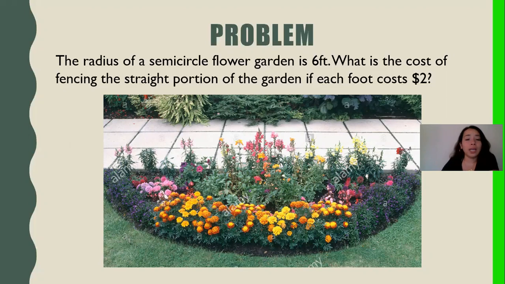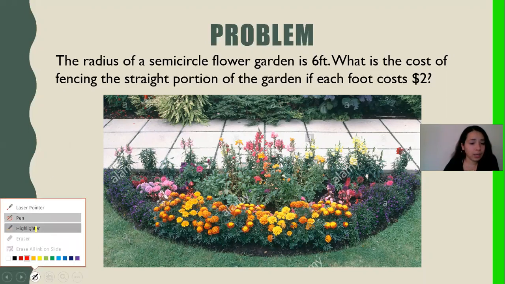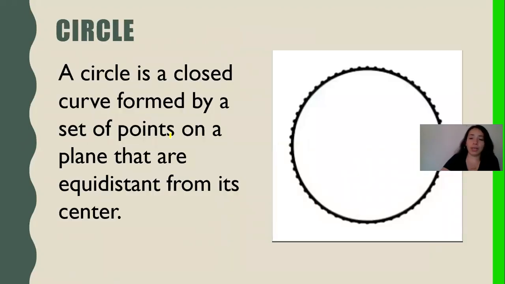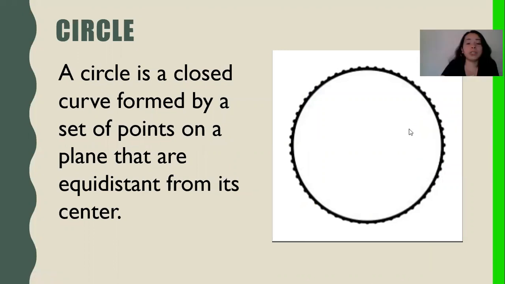$2? So when I look at this garden, let me see if I can go ahead and highlight it. The straight portion of the garden would be this part, right? That is a straight portion of the garden. So we're trying to figure out how much would it cost us to put a fence there. So before we even look at that, the first thing that we're gonna do is we're gonna look at the different parts of a circle.